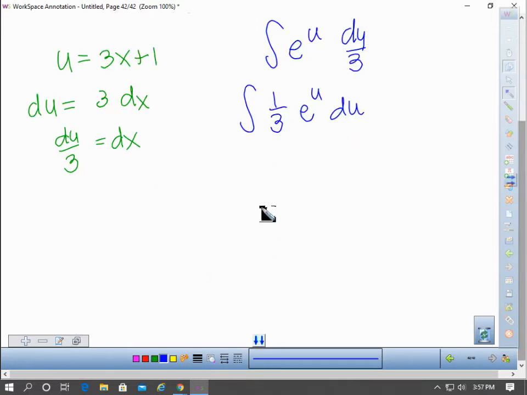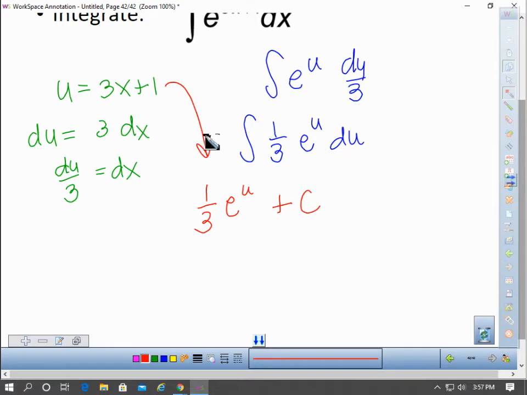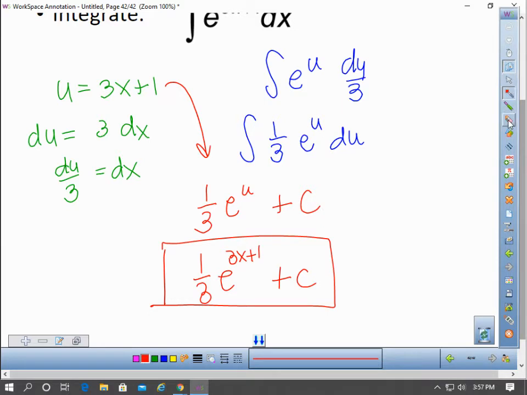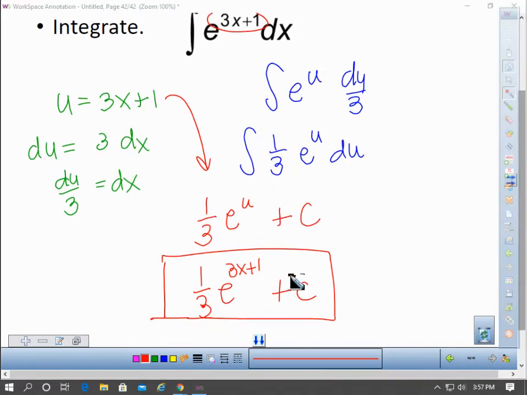So now integrating. When you integrate, you keep your fraction, 1/3. In terms of u, e to the u is its own antiderivative. So that's going to be e to the u plus c. And so now you stick your u back in. So this is 1/3 e to the 3x plus 1, and then plus c. So there's my antiderivative. All right, it's that simple. It's just a u substitution. And you always make your u be whatever your exponent is in the problem. So the antiderivative is 1/3 e to the 3x plus 1 plus c.